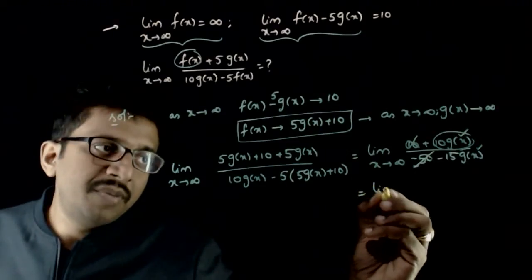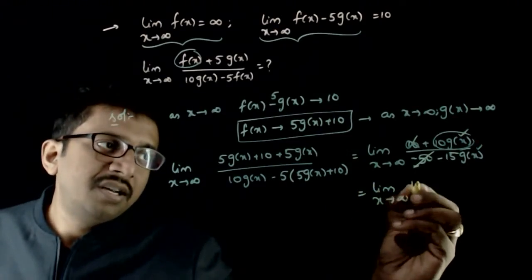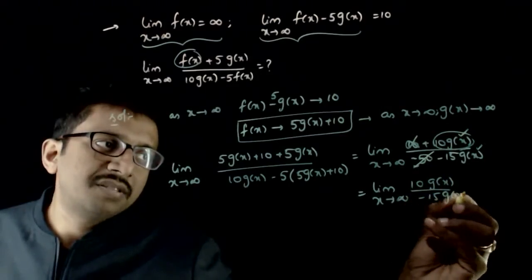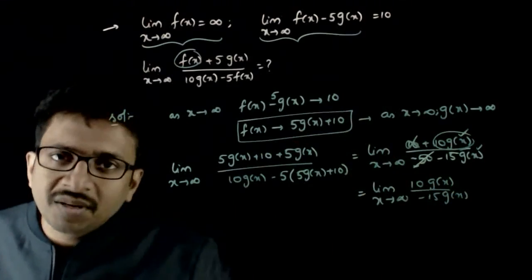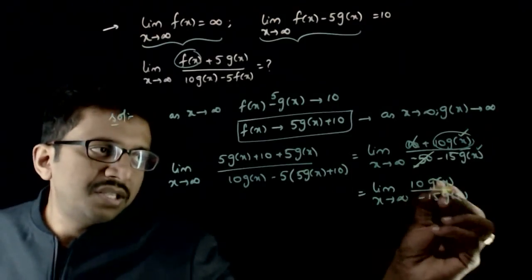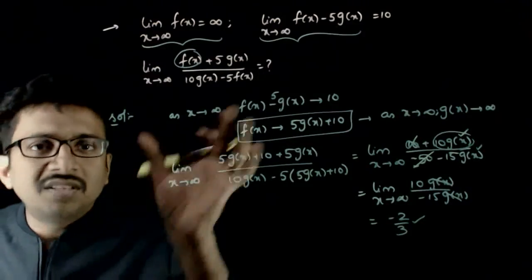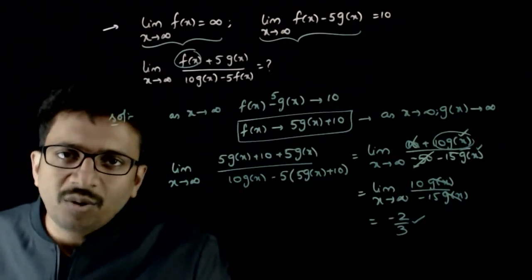So that is equal to limit x tends to infinity, 10g of x divided by minus 15g of x. Wherever this goes, this also goes the same. So g of x and g of x are getting cancelled. So the answer is minus 2 by 3. That means this limit is going to minus 2 by 3.